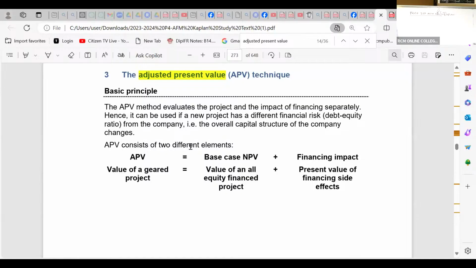So APV consists of two different elements. We have APV value of a geared project equals base case NPV plus financing impact, which will be the present value of financing side effects. Listen. Whenever they want us to give them APV, ladies and gentlemen, this is the easiest topic. You'll be able to have it. This is the easiest.